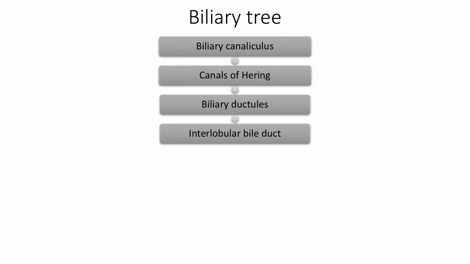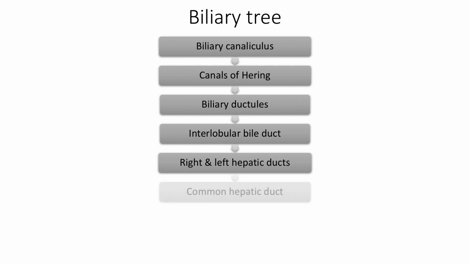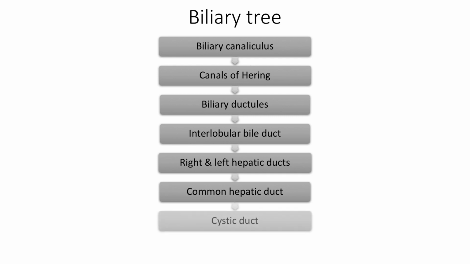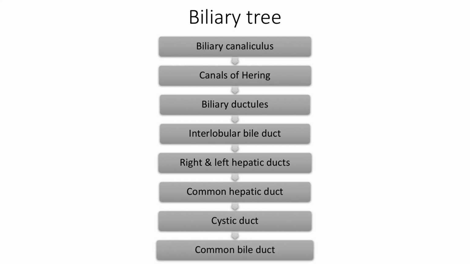which are found within the portal triads. The smaller interlobular ducts are lined by cuboidal cholangiocytes, whereas the larger ones are lined by columnar cells. Interlobular ducts join together to form right and left hepatic ducts, which join with each other to form the common hepatic duct. Bile from common hepatic duct drains to and from the gallbladder via the cystic duct, and distal to cystic duct, the common bile duct finally releases the bile into second part of duodenum.